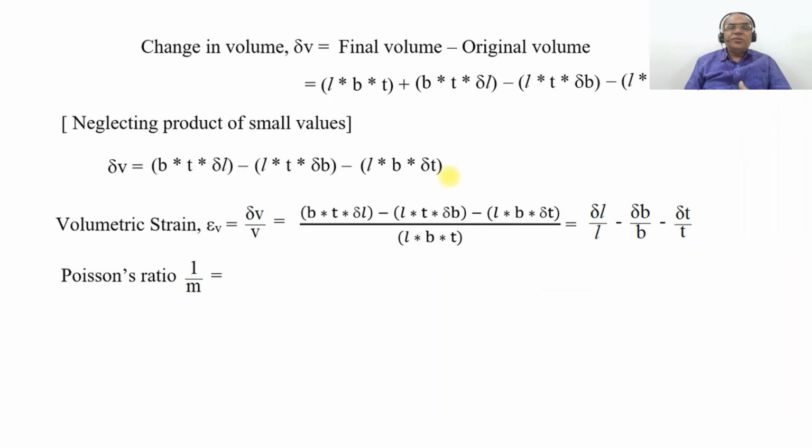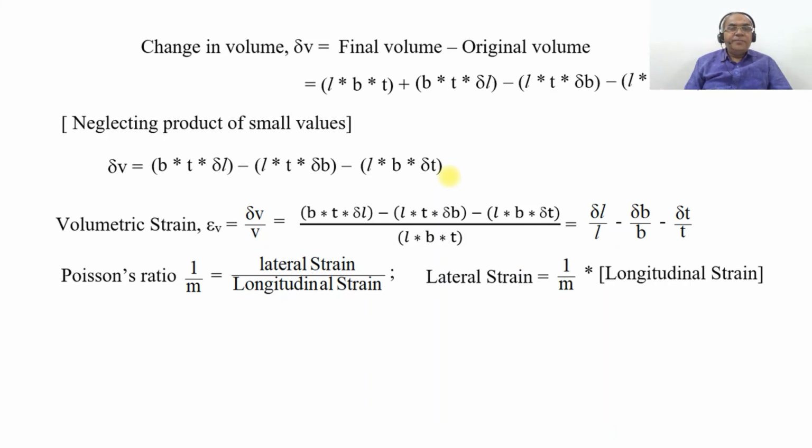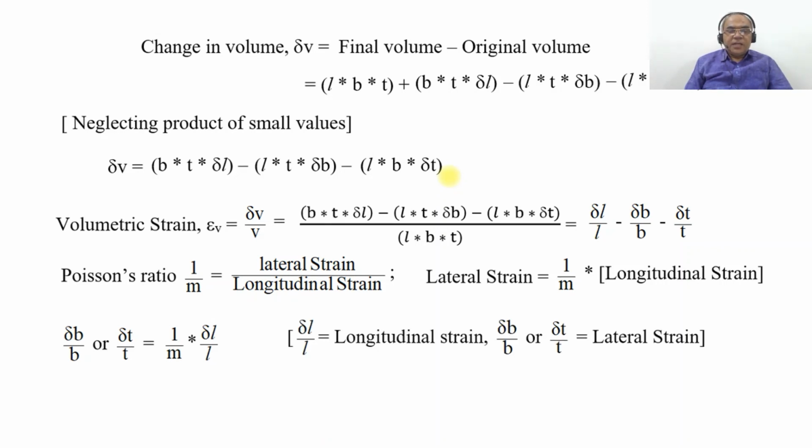So what is that Poisson's ratio? Poisson's ratio is nothing but 1 by m, which will be equal to lateral strain by the longitudinal strain. So what is lateral strain? 1 by m into longitudinal strain. Lateral strain is delta b by b or delta t by t. So that will be equal to 1 by m into delta L by L, where delta L by L is the longitudinal strain, and delta b by b or delta t by t is the lateral strain.